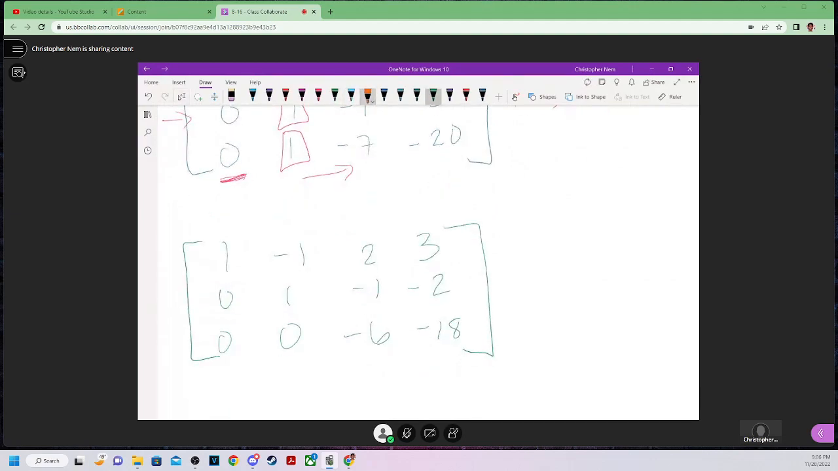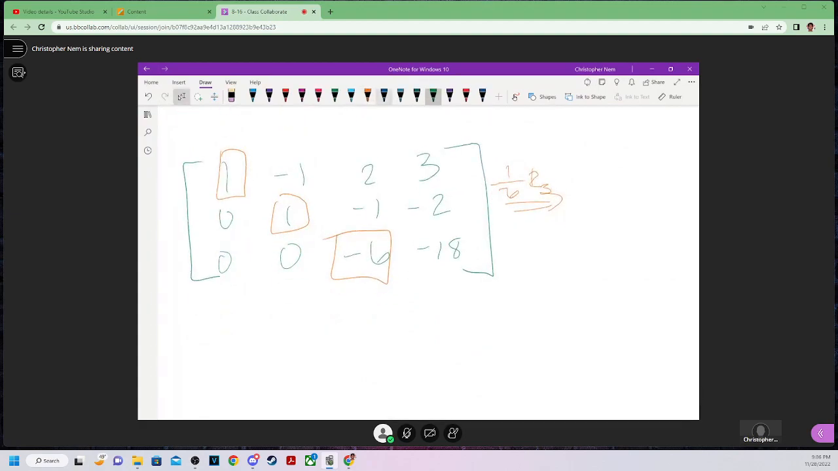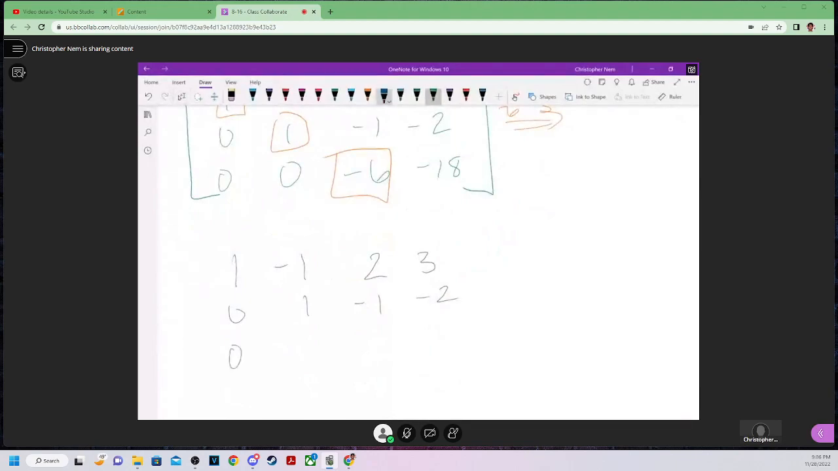I'm almost done. This is good, this is good. This needs to be a 1 to be in row echelon form. So I got to scale it by negative 1 over 6. If I do that, I have 1, negative 1, 2, 3, 0, 1, negative 1, negative 2, 0, 0, 1, 3. Now, you can choose to reduce it. This is in row echelon form. It's not reduced, but if I ask you to solve the system, you can choose to solve it right here. You do not have to reduce it if you do not want to.